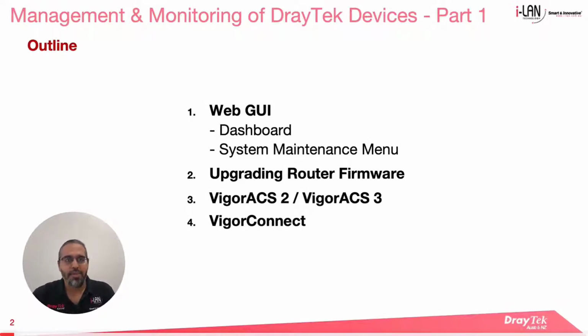Today's session will start by looking at the web GUI, or the graphical user interface on DrayTek devices, which includes the dashboard and the system maintenance menu options. We'll also go over different methods to upgrade the firmware and when you should use each of these methods. Finally, I'll introduce VigorACS and VigorConnect, which are software-based central management platforms. These will be covered in more detail in upcoming webinars.